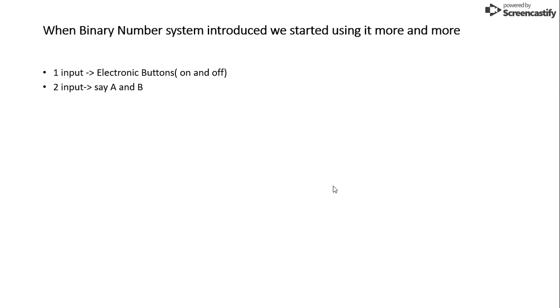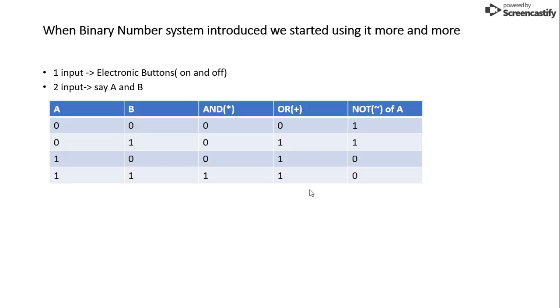Then we thought about combining two inputs. The first input is named A and the second input is named B. The possible combinations of these two wires can be: 0 0, both don't have any current; 0 1, B has current; 1 0, A has current; 1 1, A and B both have current. At this level, electronic gates were introduced.